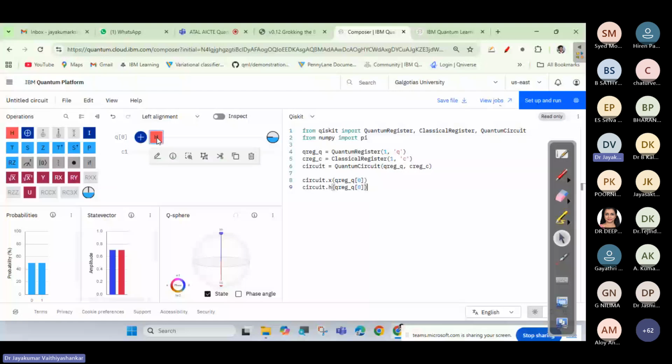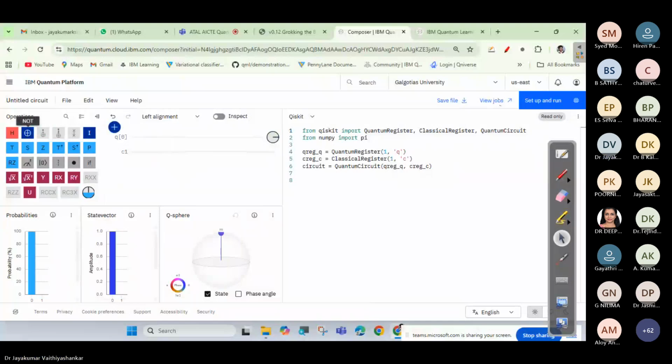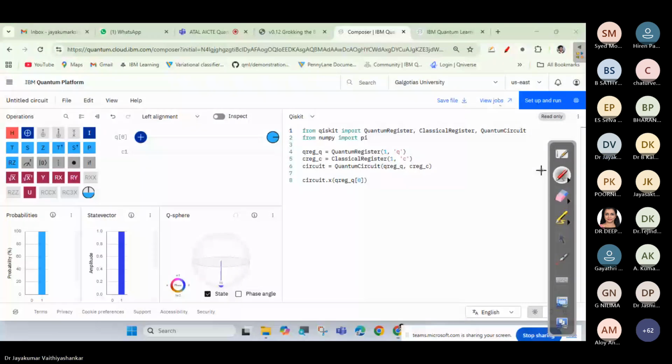So click this. Okay. So click state 1 by enabling NOT gate. So this is state 0. Okay. This is NOT gate. Now it is turned into state 1. Now what do you do? Try to implement Hadamard gate and look what happens.